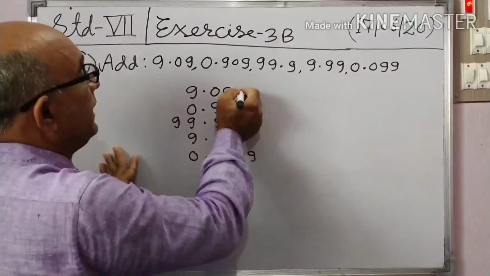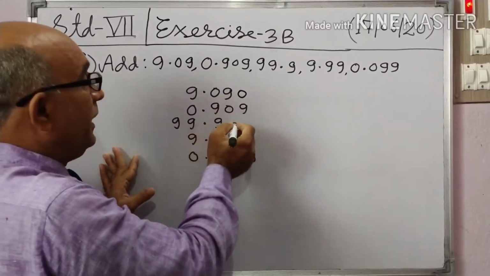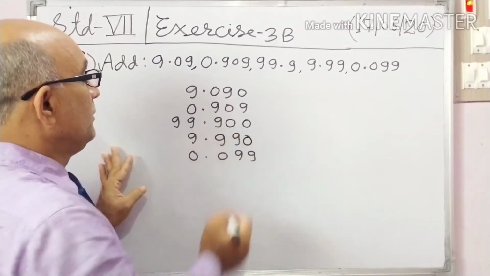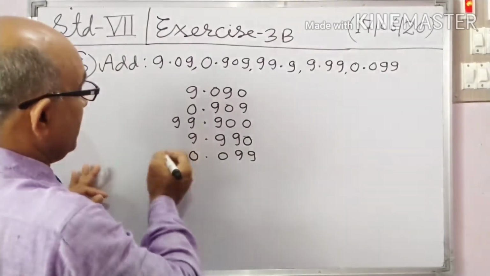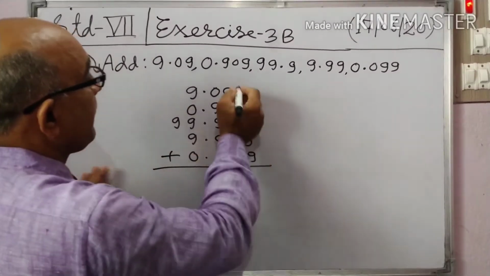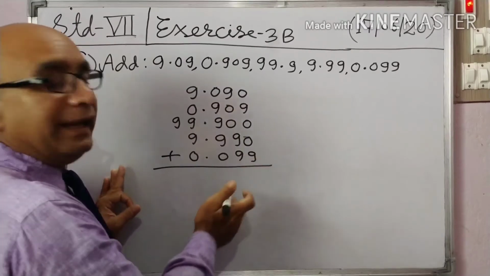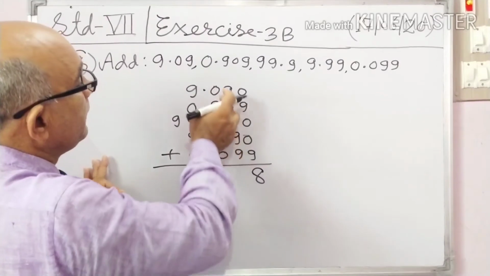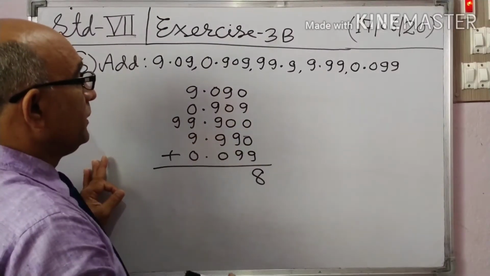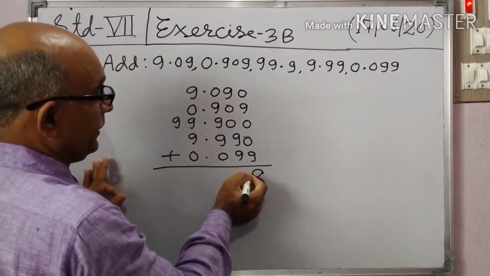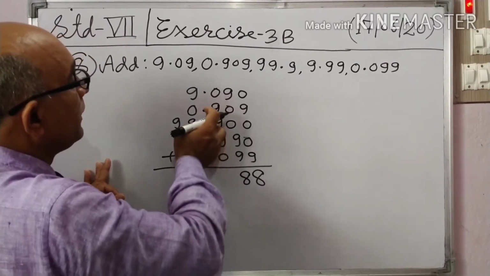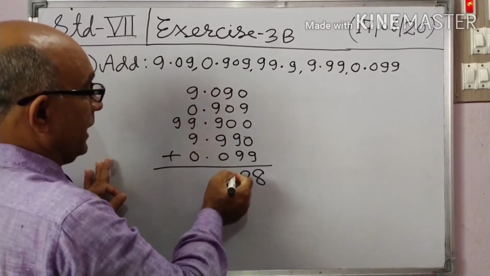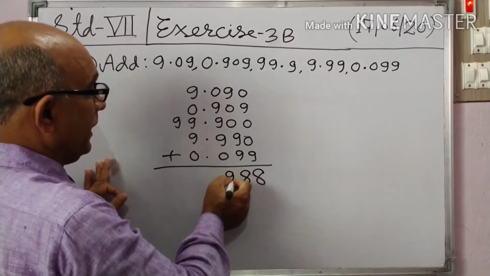So 9.090, 99.900 and 9.99 is changed into 9.990. Now add it. 9 plus 9, 18. 18 of 8, carry 1. 9 plus 9 plus 9, 27 plus 1, 28. Carry 2. 9 plus 9 plus 9, 27 plus 2, 29. 29 of 9.